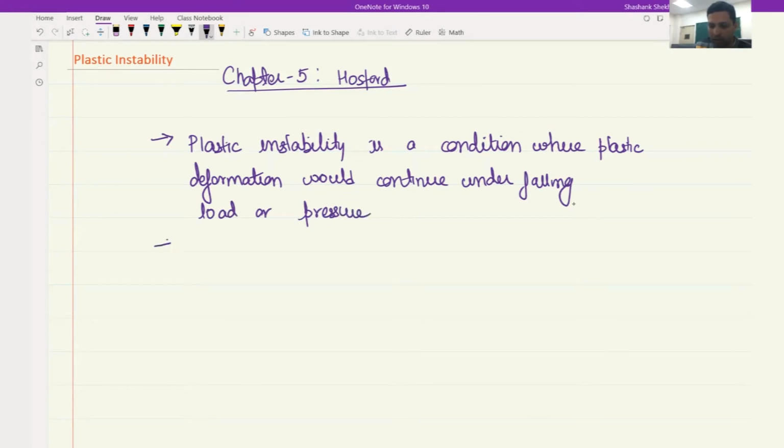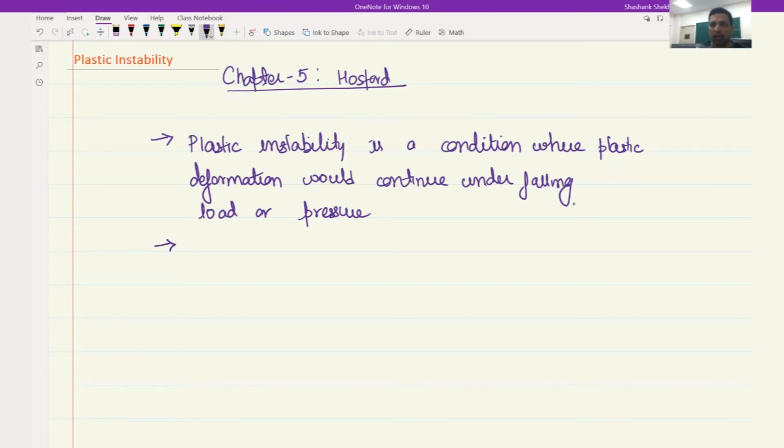Usually we expect that for increasing deformation, we have to apply at least as much force as we were applying earlier. In most cases, there would be an increase in stress or pressure. But after the point of plastic instability, the required force or pressure would decrease.